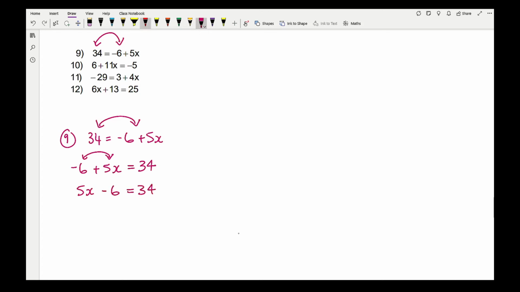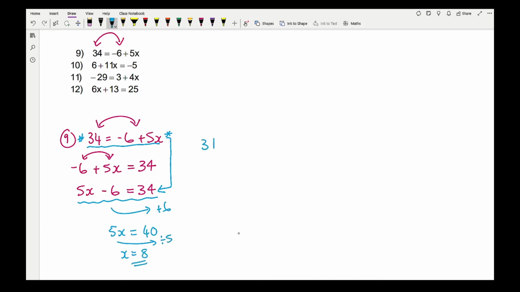Now, I'll be honest with you, you're not going to get any extra marks for going from how the question's written to a way of it being more comfortable for you. It's just for your own benefit. So if you can work out the answer just by looking at the question, brilliant. And it's easily done, and I'll go through what you can do. So for this, all we've got to do there is add 6. So I've got 5x equals 40, and then x equals 40 divided by 5, which is 8.